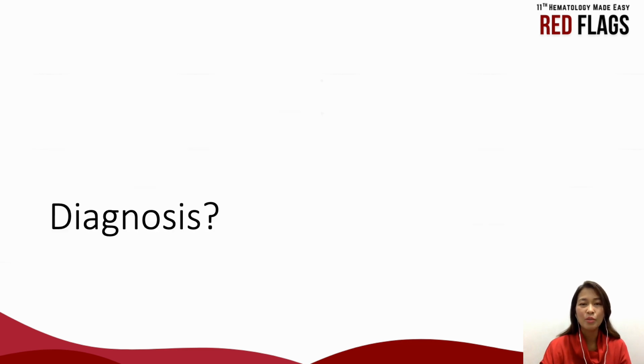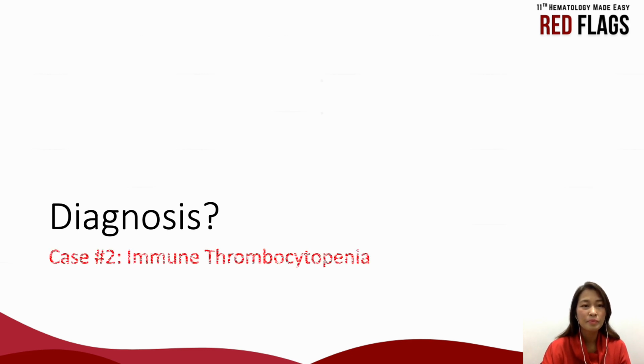What is the diagnosis? In a young female presenting with easy bruising and menorrhagia with an isolated severe thrombocytopenia, it is most likely that she has immune thrombocytopenia.